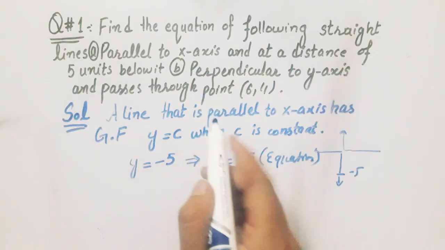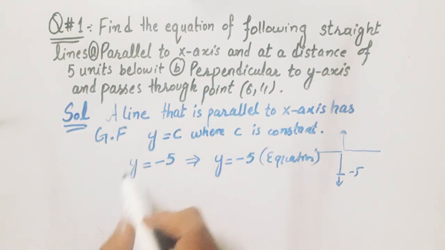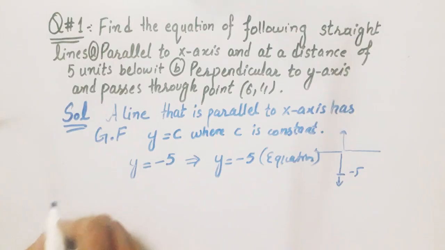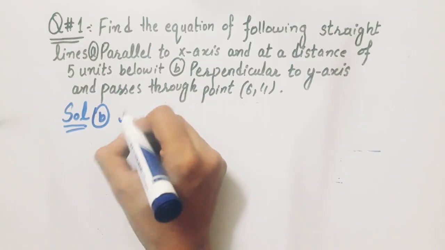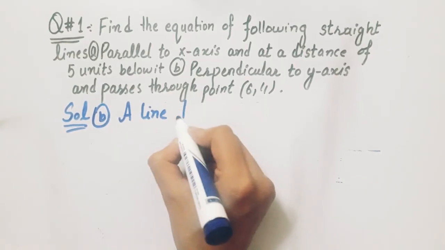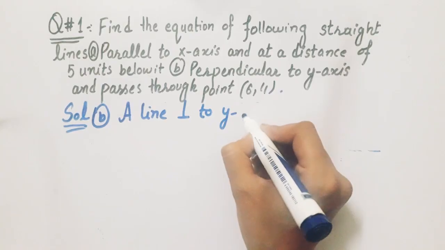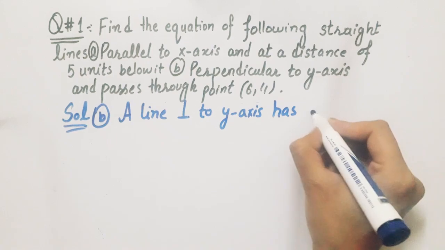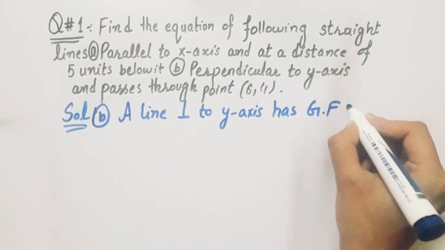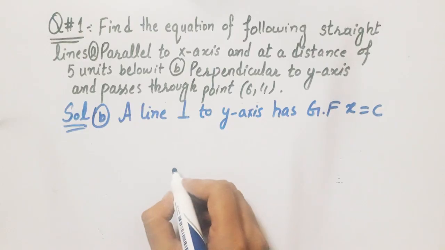Now we will solve part (b): perpendicular to the y-axis and passes through the point (6, 4). A line perpendicular to the y-axis is a vertical line, and we will write its general form. So you will write: a line that is perpendicular to the y-axis has the general form x = c.